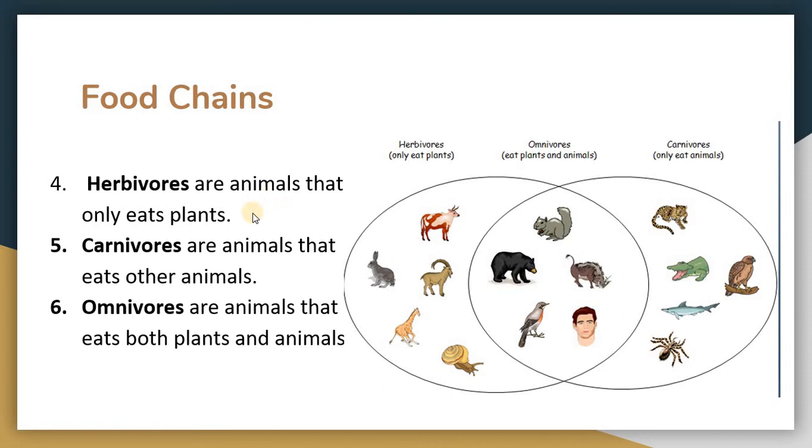So when it comes to animals that feed on other animals, we call them carnivores. So here we have a leopard, we have a crocodile, we have a shark. So these are examples of carnivores. And we also have another word called omnivores. So omnivores are animals that eat both plants and animals.